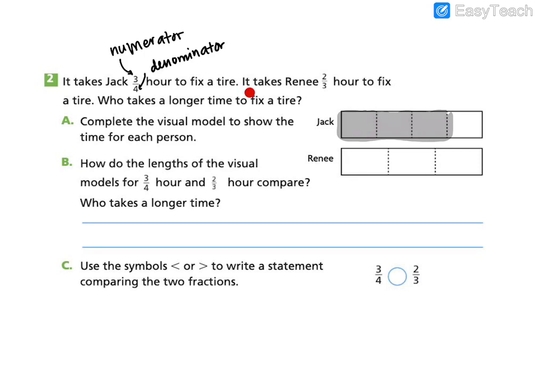Okay, then for Renee, we can see that hour is split into 3 pieces, thirds, and it takes her 2/3 of the hour to fix the tire.